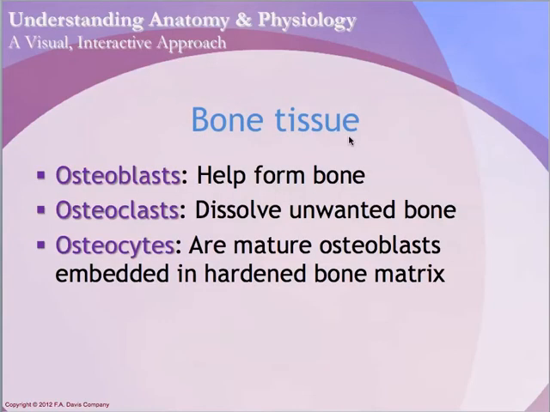There's 3 different types of bone tissue. Bone tissue itself is called osseous tissue, and remember back to our discussion last week, it is a type of connective tissue.